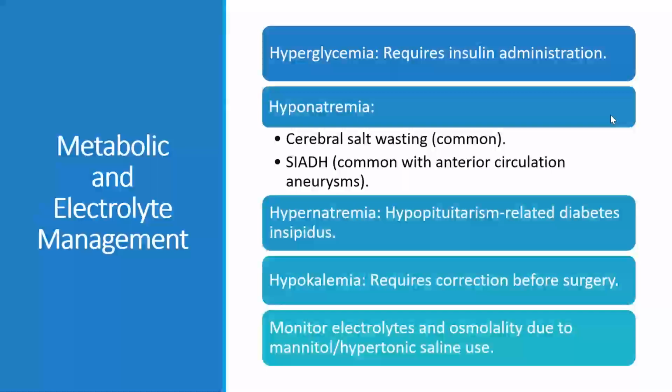Metabolic and electrolyte management. We have to avoid hyperglycemia and hypoglycemia. We may need insulin administration. We have to avoid hyponatremia and hypernatremia at the same time. If there is hypokalemia, we have to correct it before surgery. Monitor electrolytes and osmolality due to mannitol or hypertonic saline.